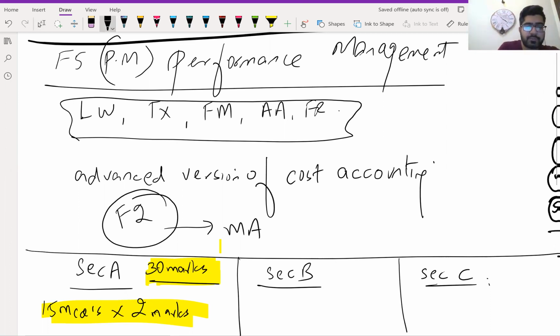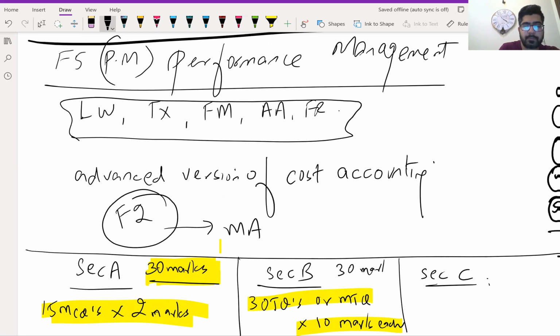Section B comprises 3 OTQs, also called MTQs. OTQ, objective test question; MTQ, multi-task question, 3 of 10 marks each. So 3 OTQs or MTQs of 10 marks each also make 30 marks. Now, what is the difference between an MCQ and an MTQ?